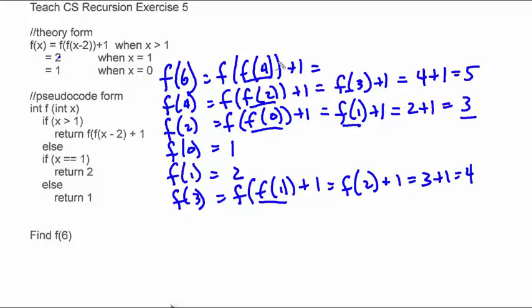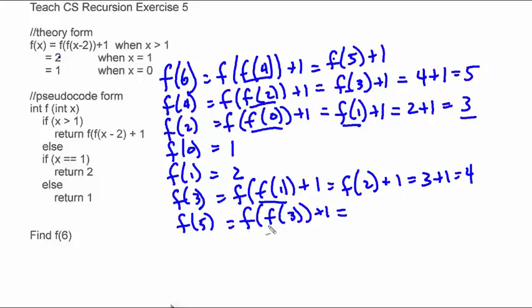Well, we can replace this and say the function of 5 plus 1, but we don't know the function of 5. So let's go find the function of 5. Well, that's another nested call. The function of 3 plus 1. We know the function of 3 because we found it. It's 4. So it's the function of 4 plus 1.